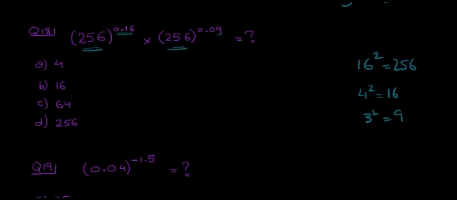The bases are the same. What am I supposed to do? Add the powers. 0.16 plus 0.09. When I add them up, 16 and 9, I could just add up 16 and 9. That gives me a 25. In addition, we don't count all of them. We just count it once, because I have it like this.